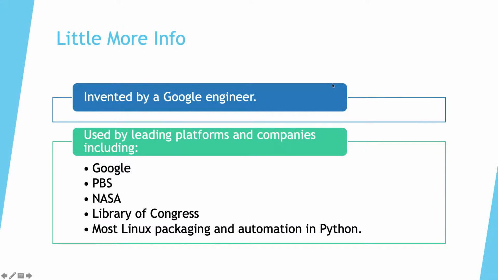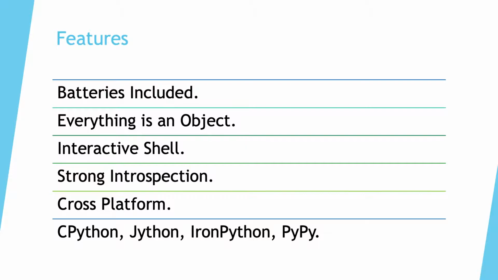A little information about Python. It was invented by a Google engineer, and now it has become one of the leading sources of any kind of programming. So Google, PBS, NASA, everywhere you see Python is used extensively. The main power of Python lies in the batteries. When I say batteries, I mean the libraries. It is a very object-oriented programming language. So once you scale your program, it is very easy to import any other libraries available.